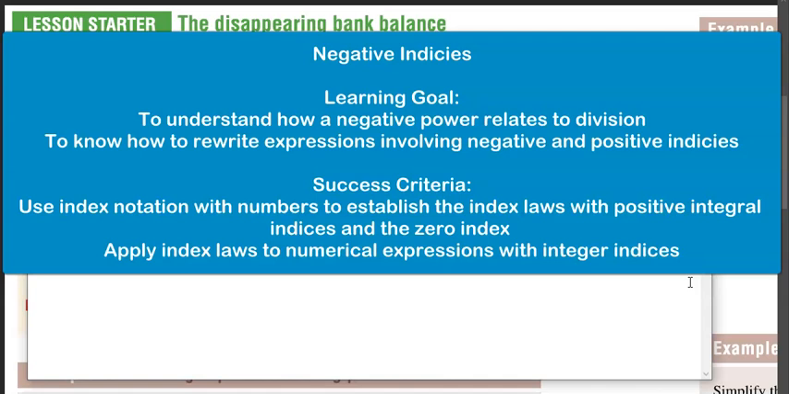The learning goal for this one is to understand how a negative power relates to division, and to know how to rewrite expressions involving negative and positive indices. The success criteria is to use index notation with numbers to establish the index laws with positive integral indices and the zero index. And we also are going to be able to apply index laws to numerical expressions with integer indices.